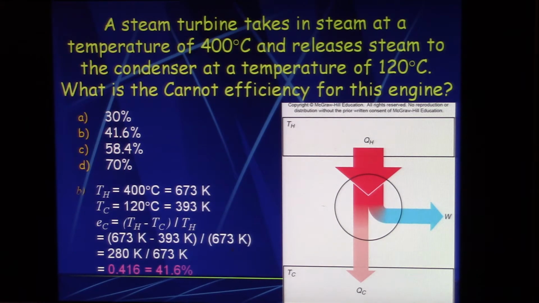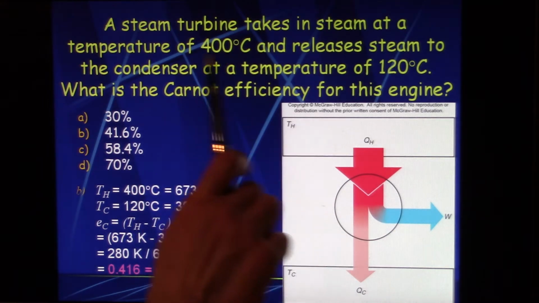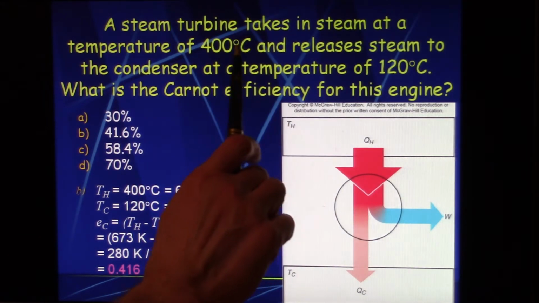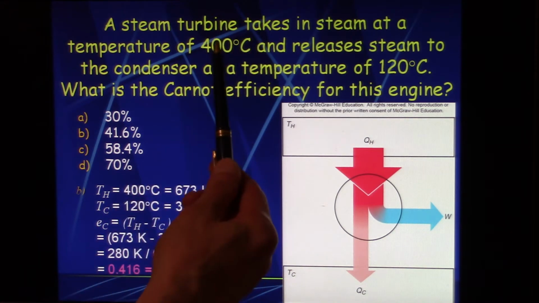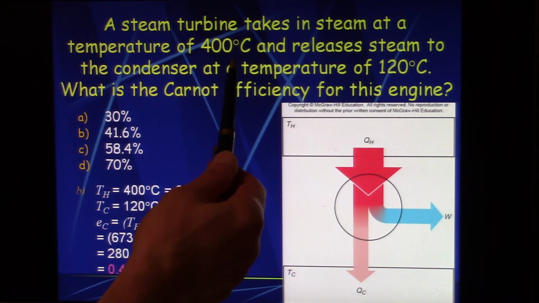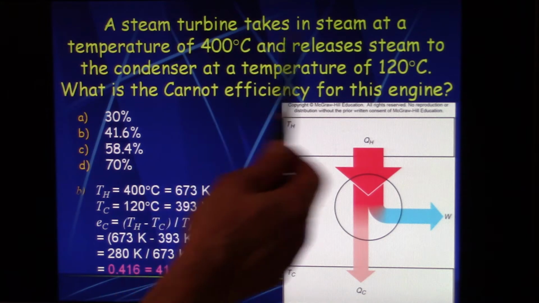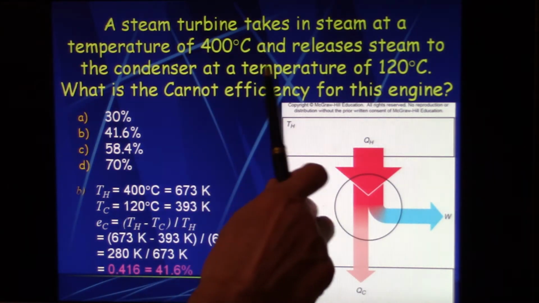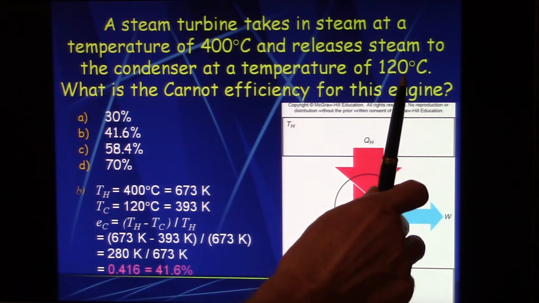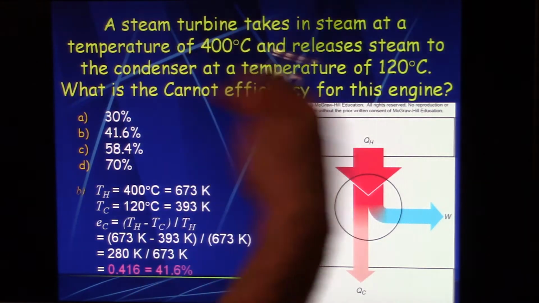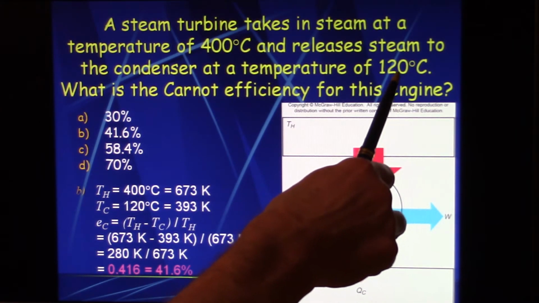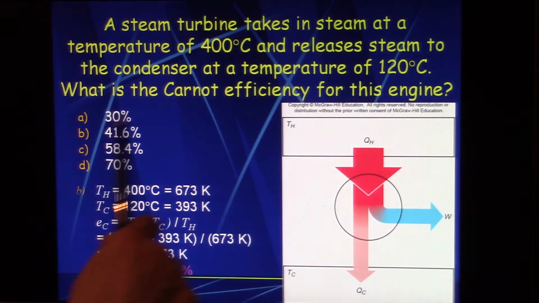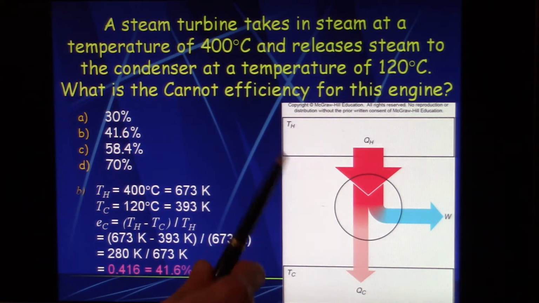And here we're just going to use that equation. Now notice, we're given that a steam turbine takes in steam at a temperature of 400 degrees C. Remember that water boils at 100 degrees C, so 400 is quite hot, and releases steam to the condenser at a temperature of 120. So when it's done doing work, the steam is at 120 degrees C. So they want to know the Carnot efficiency.